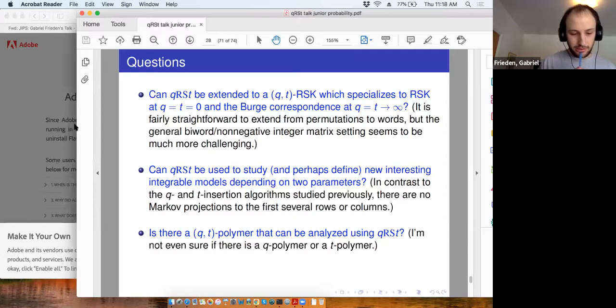Do you have a sense where the QT hook walk, or even where the regular hook walk comes from? Like with a lot of things with Schur polynomials, we say, this is the branching rule for unitary groups, or this is something. Is there anything like that for the hook walk? Not that I know of. Yeah, I don't know of.